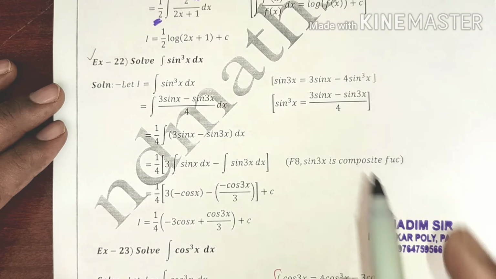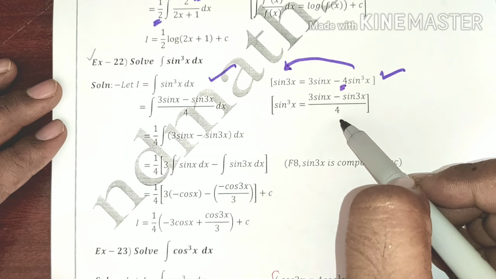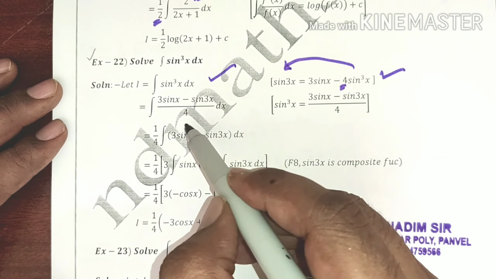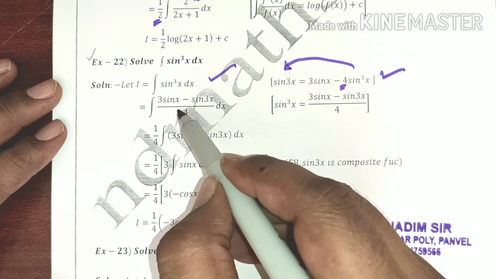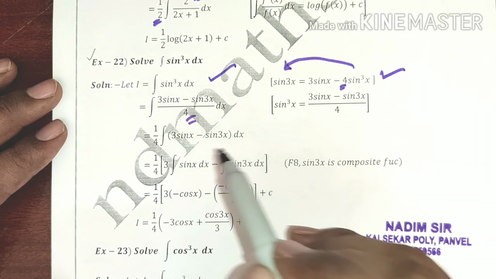See another example. Solve integration sin cube x dx. We write in the solution, we know that the formula of sin 3x is 3 sin x minus 4 sin cube x. But we need sin cube x. That's why we take sin cube x on the left side and sin 3x on the right side, and divide by 4. So the formula of sin cube x becomes 3 sin x minus sin 3x divided by 4. This 4 is a constant, that's why it is outside the integration.